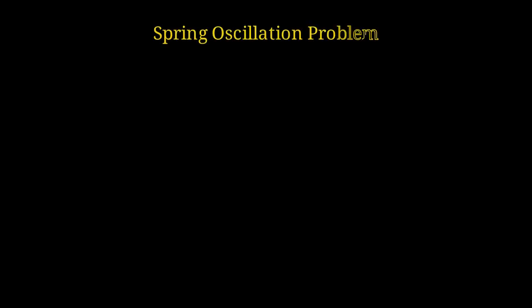Let's solve a spring oscillation problem involving period and maximum speed. We have a 3 kilogram mass attached to a vertical spring with spring constant 150 newtons per meter and amplitude 0.08 meters.